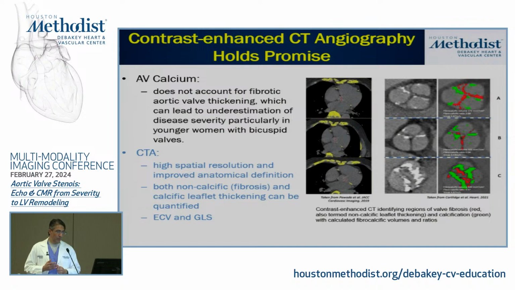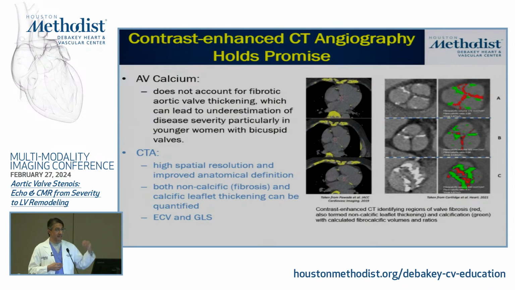But where a lot of new research is going, and it's very interesting, is this: the non-contrast scan shows you the calcific portion of the aortic stenosis. But it turns out there's a good portion of the population which may not necessarily calcify. They actually have a lot more fibrosis, and this is frequently seen in women and those who have bicuspid valves.